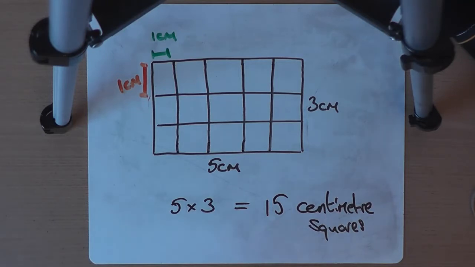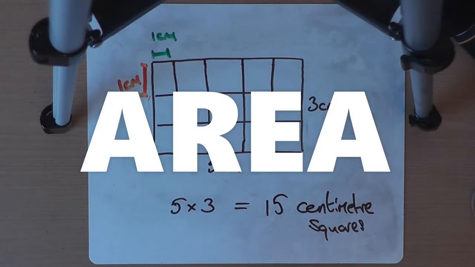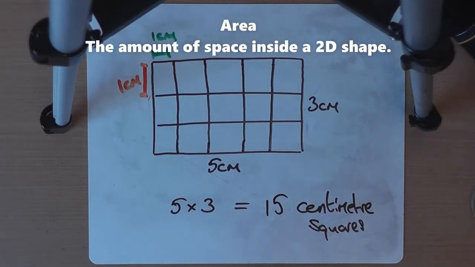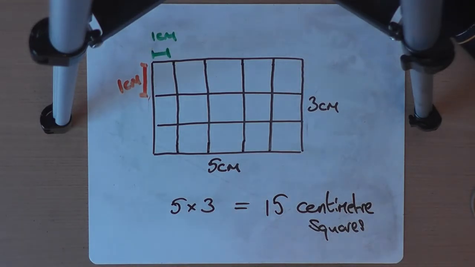Now what we have effectively done is found what's called the area. The area of a 2D shape is the amount of space inside it. Area is a 2D concept. Because area is something that we can measure, it needs a unit. It doesn't currently have one. The area of this is 15, but 15 what?